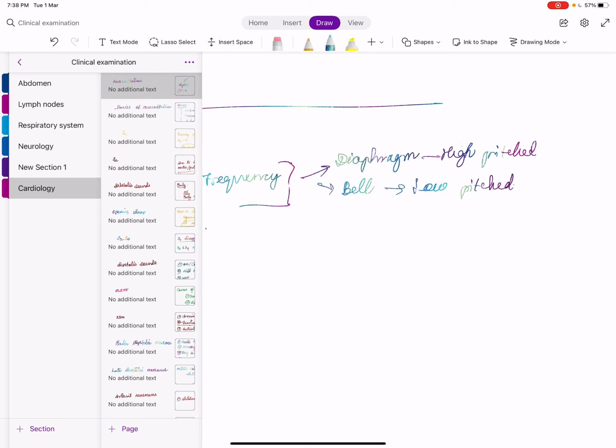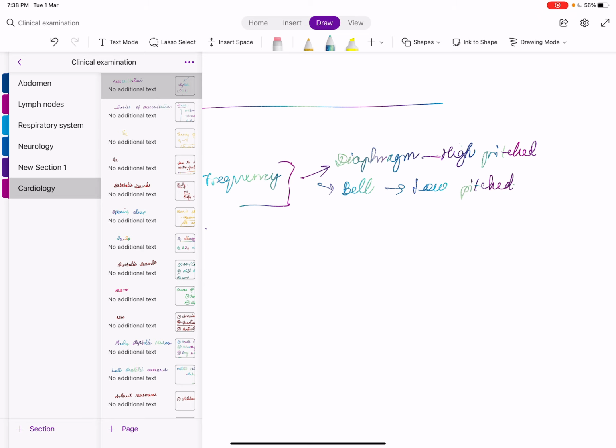Okay, this is about the mitral and tricuspid area. In the pulmonary area, the sequence is similar. Say whether S1, S2 is heard or not. But in the pulmonary and aortic area, you have to mention another important thing, which is called the split. So we will discuss the split also later.